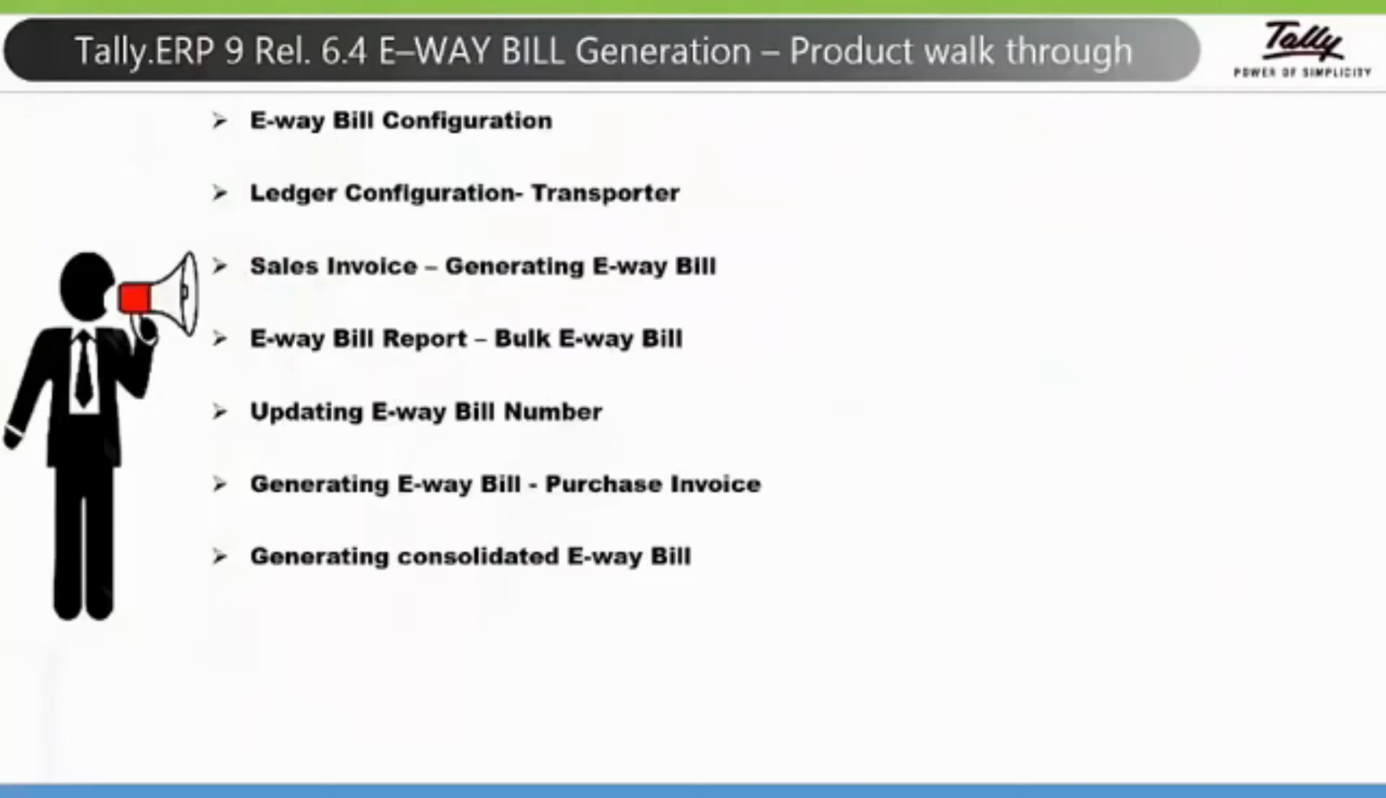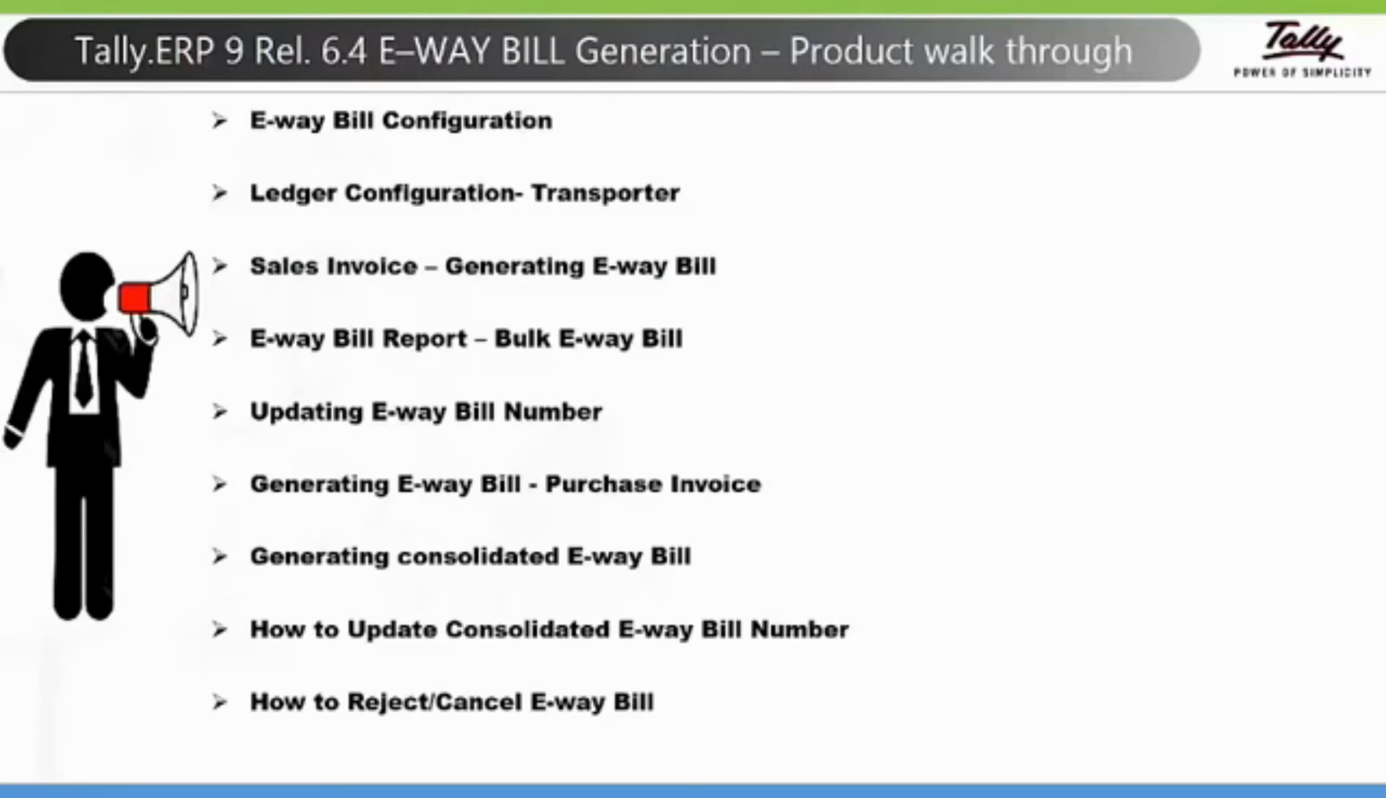So we did purchases, we did consolidated e-way bill generation, updated consolidated e-way bill number. We also tried giving the status of e-way bill, whether it is cancelled, rejected, and we also checked updating the new e-way bill in case the first one is cancelled. So this is a complete simplified flow of generating e-way bill from Tally ERP9 Release 6.4.